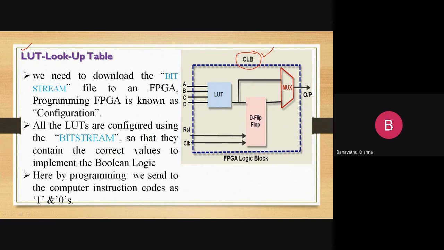This CLB has a 4-input LUT, a D flip-flop, and multiplexers, and we get the output response. Here A, B, C, and D are the 4 input bits of the lookup table. Based on these 4 inputs A, B, C, D, there are going to be 16 instructions. Those 16 instructions are given to the input of the D flip-flop.